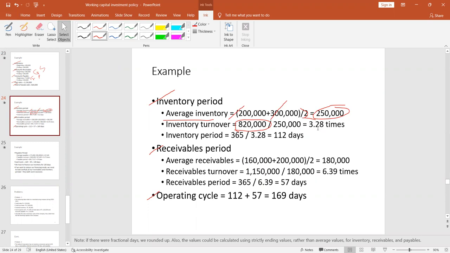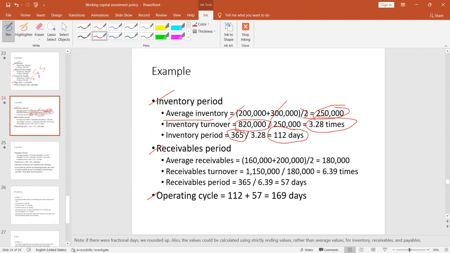Now you can calculate the inventory period as well. You can use either 360 or 365. I have used 365 here. 365 days divided by 3.28, you will get a result. Your inventory period is how many days? 112 days. What does it mean? What is the meaning of this?